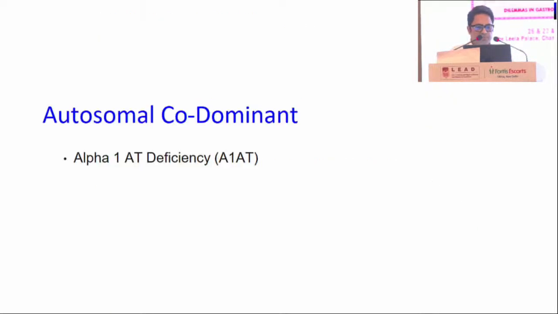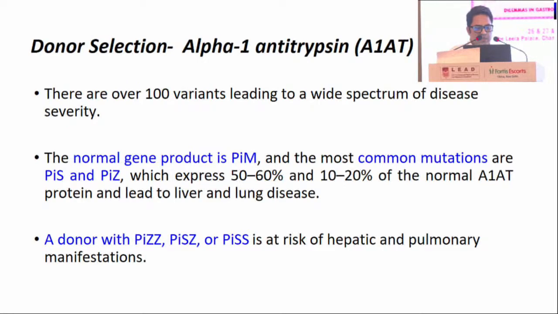Another disease is alpha-1 antitrypsin deficiency, which is an autosomal codominant disease. And again, in alpha-1 antitrypsin deficiency, we all know that there can be common mutations which are PiS and PiZ mutations, and these mutations can occur together and they can manifest subtly in the donors. And we have to do biopsy and genetic analysis for these cases as well.